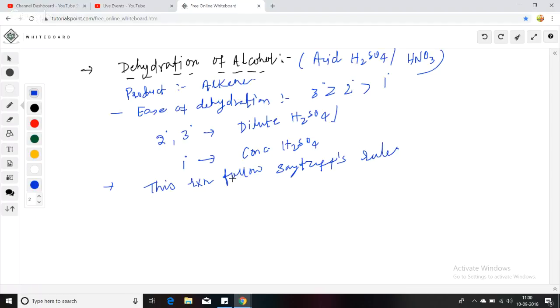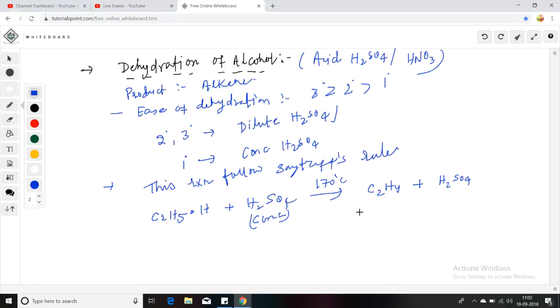Saytzeff's rule. Suppose the reaction is this: C2H5OH plus concentrated H2SO4, at a temperature of around 160 to 170 degrees Celsius, gives you C2H4 plus H2SO4. The alkene is the product.